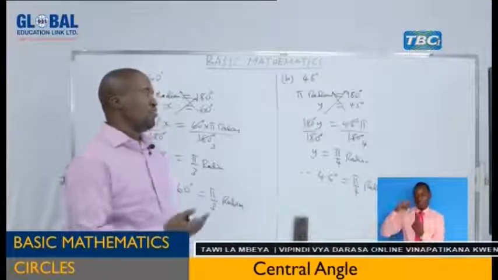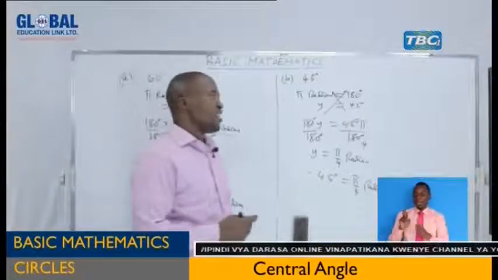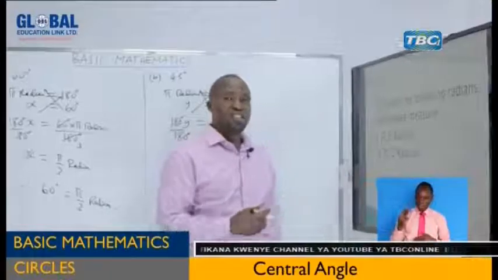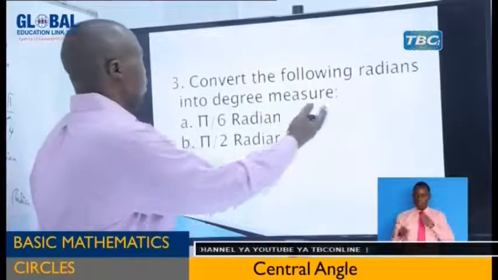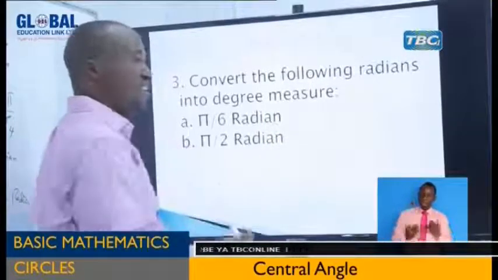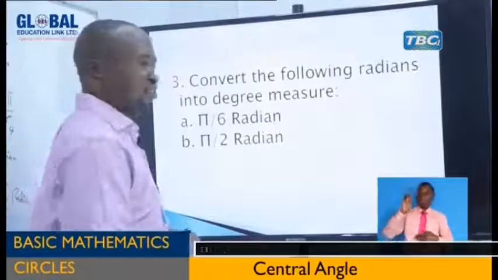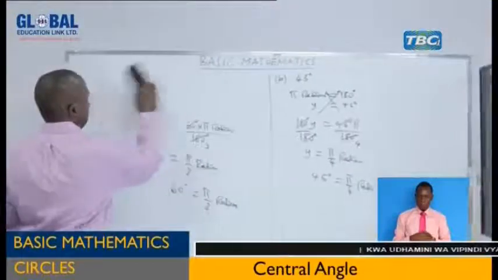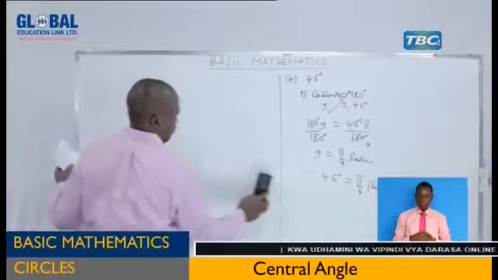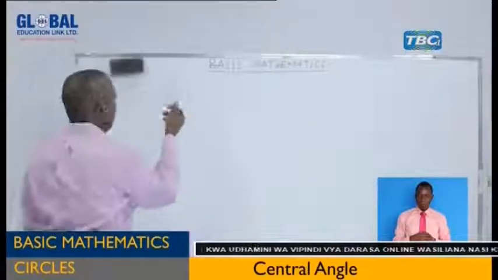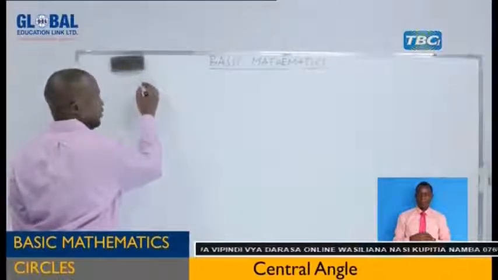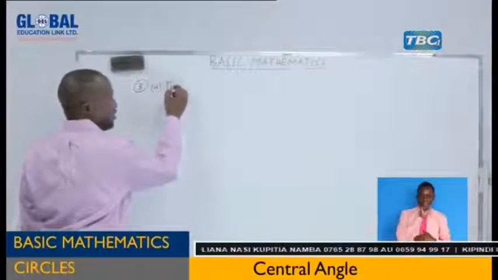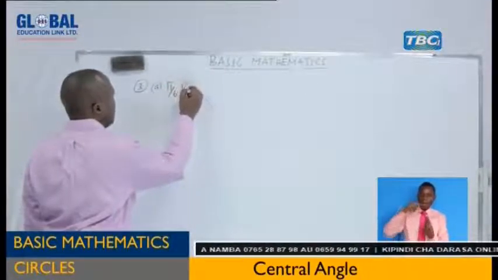So my dear student, we have a third question. This time we're supposed to convert the given radian measure into degrees. That is, convert the following radian into degree measure. A, pi over 6 radian. So number 3A, we have pi over 6 in radian.